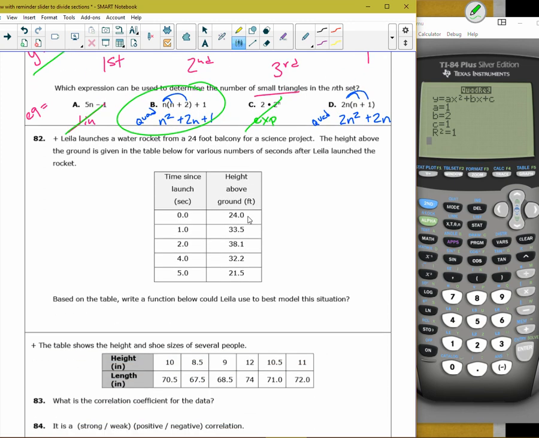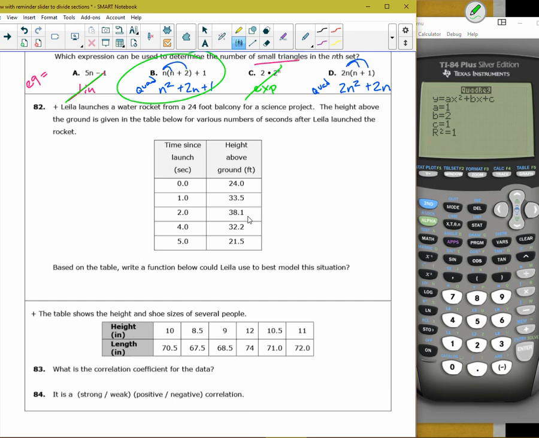All right, 82. Layla launches a water rocket from a 24-foot balcony for a science project. The height above the ground is given with a table below from various seconds after Layla has launched the rocket. Based on the table below, write a function that Layla could use to model this situation.